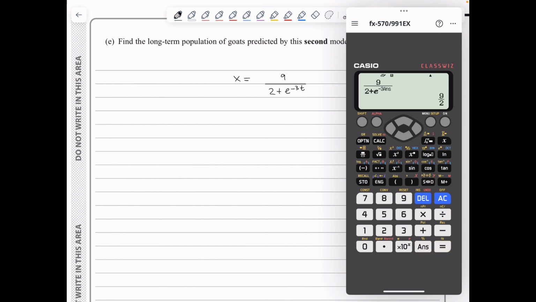So we've got that as t tends to infinity, then we can see that x goes to 9 over 2. What has happened here is that the e to the minus 3t goes to 0 as t goes to infinity. So I'm left with the 9 over 2. And therefore we conclude that we are looking at a population of 4,500 goats as a long-term population.